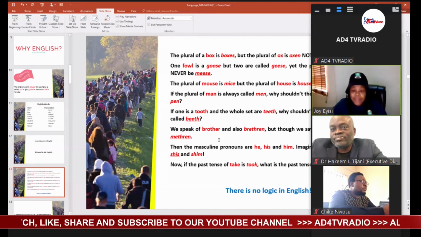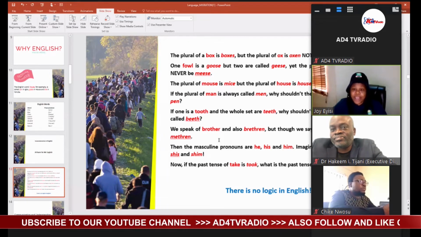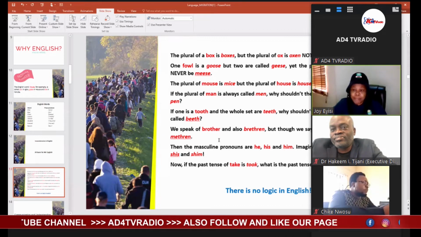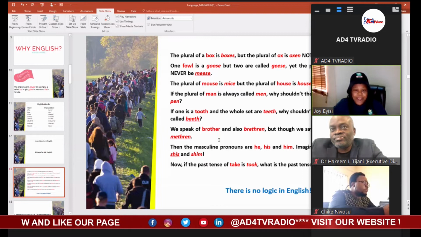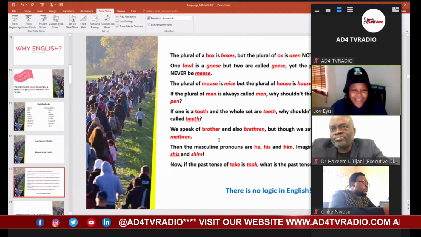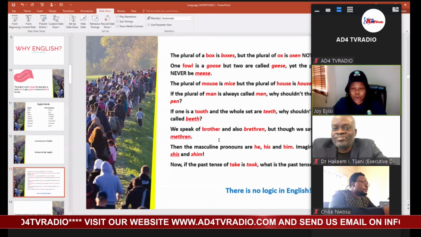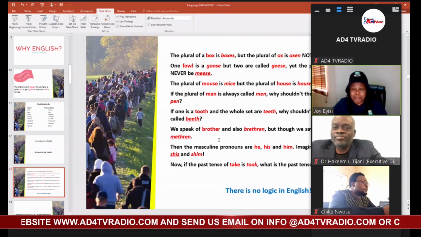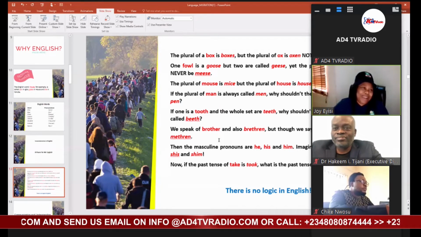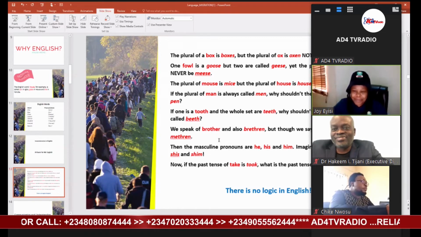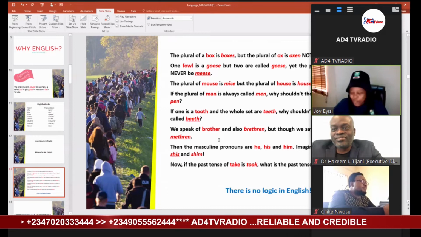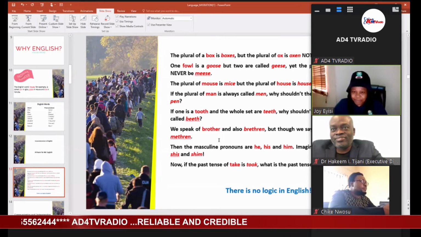Then the masculine pronouns are he, his, and him. The feminine are she, shis, and shim. Now let me ask us, if past tense of take is took, what is the past tense of make? Under normal circumstances, it should be mook, but that's not it. There is no logic in English.